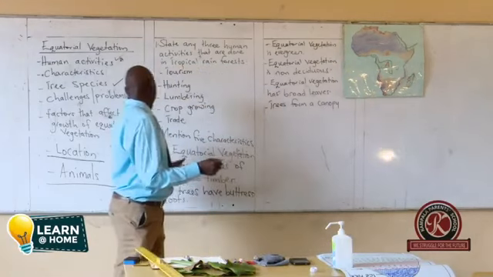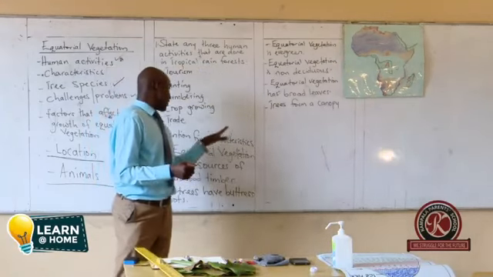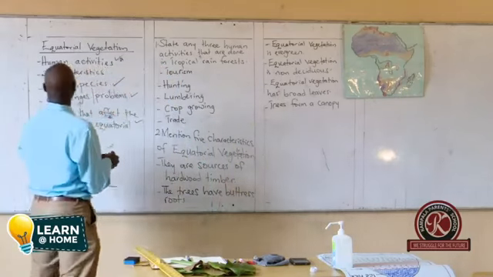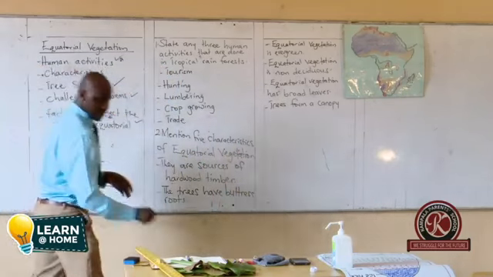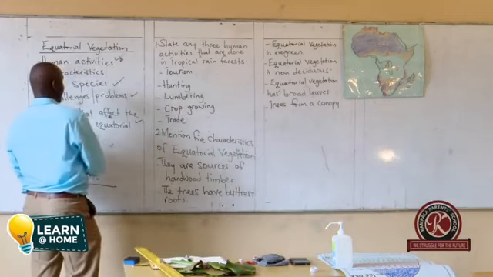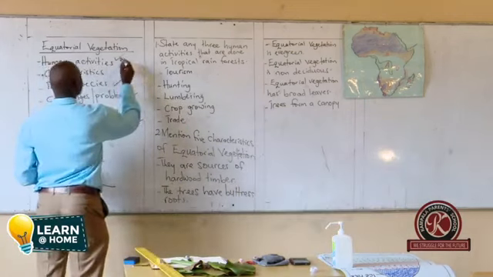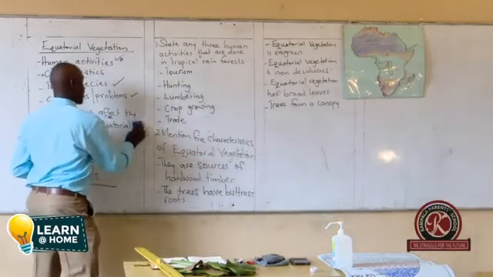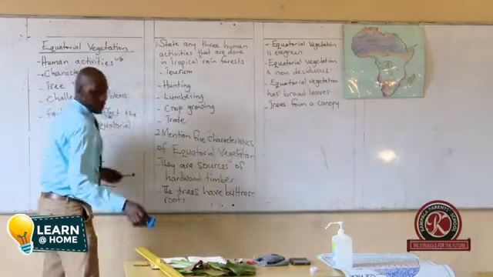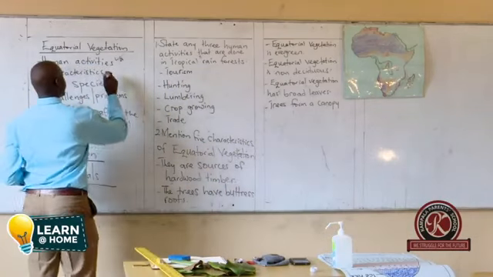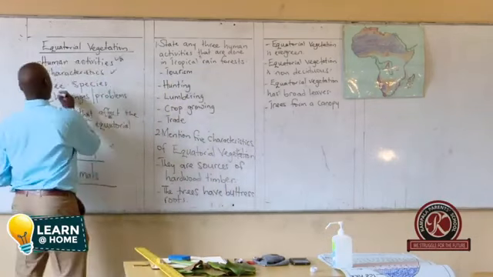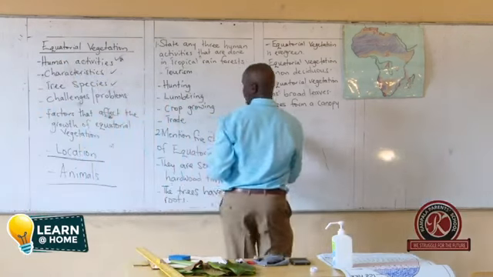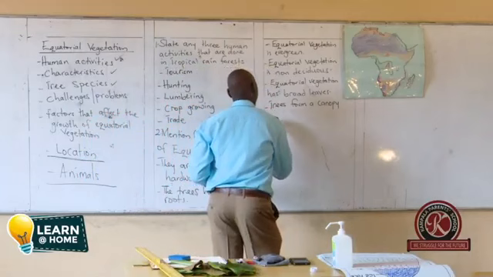So we are finished looking at the characteristics of equatorial vegetation. We are going to also look at the tree species found in equatorial vegetation. So you can tick what we have finished as we move through our work. We finished looking at the characteristics. Now we are going to look at the tree species found in the equatorial vegetation. Now this is number 3.